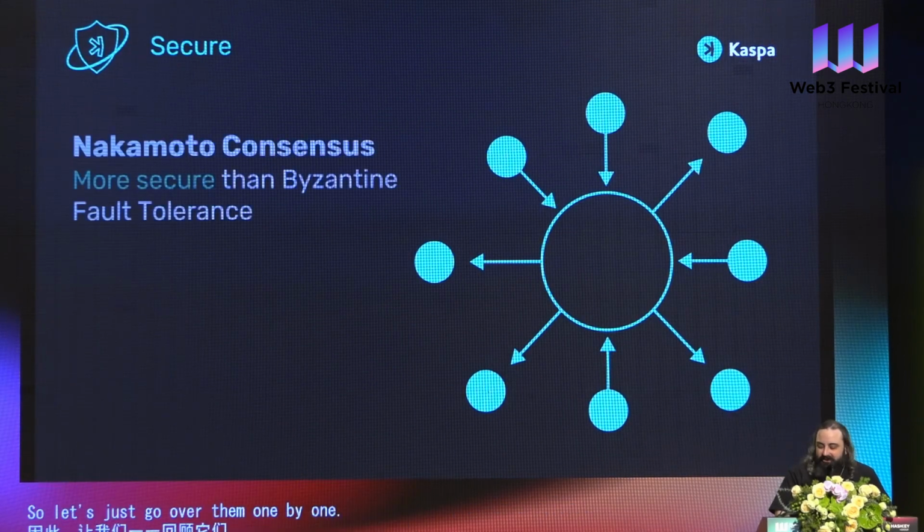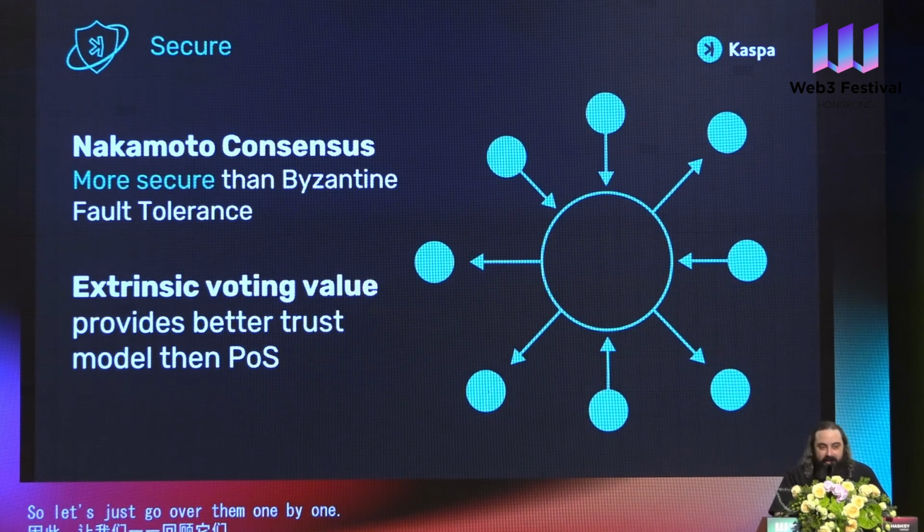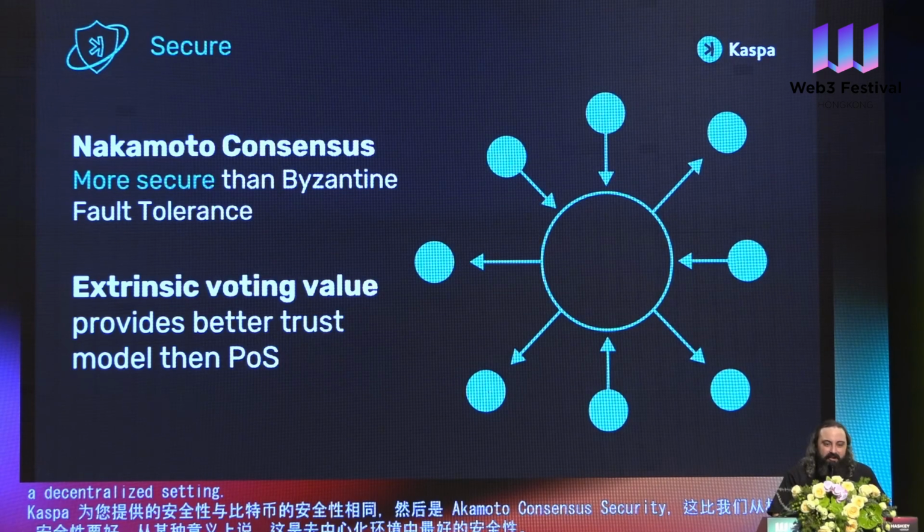Well, the security that Kaspa gives you is the same security as Bitcoin. The Nakamoto consensus security, which is better than the BFT security we'll get from proof of stake, which is, in a sense, the best security possible in a decentralized setting. And it's also more decentralized using proof of work because you have this extrinsic sort of voting. You don't vote with the coin that is generated by voting, which resolves a lot of issues.